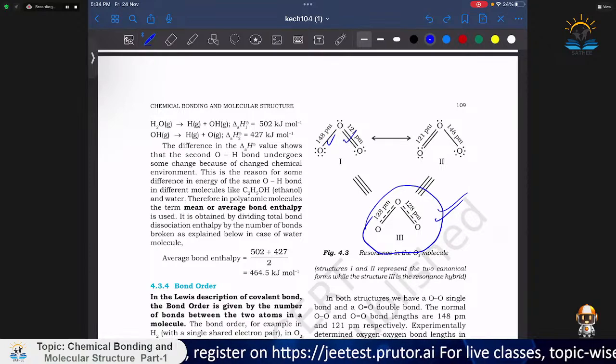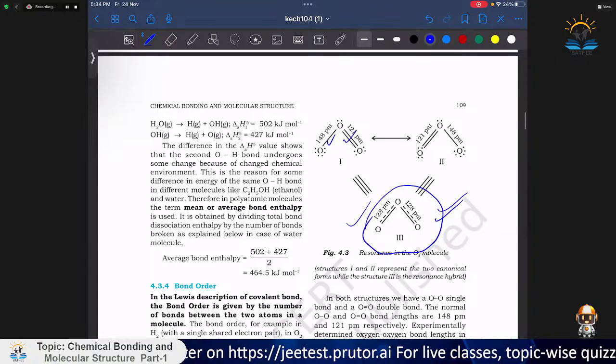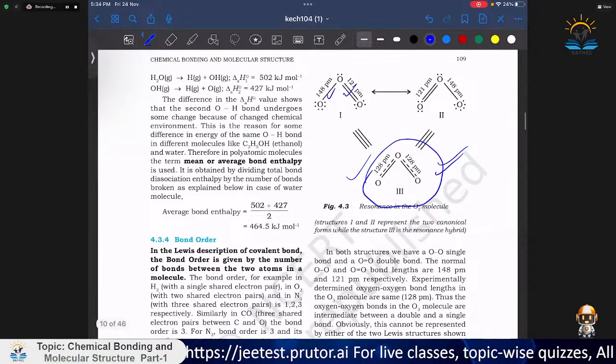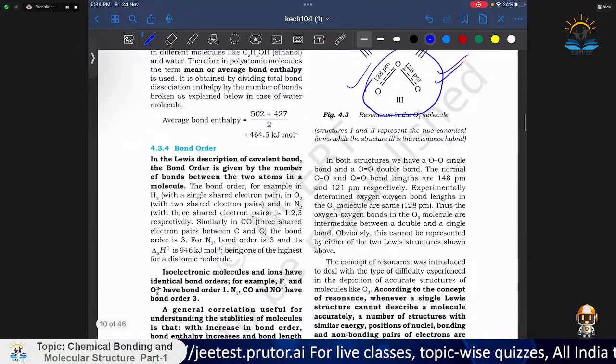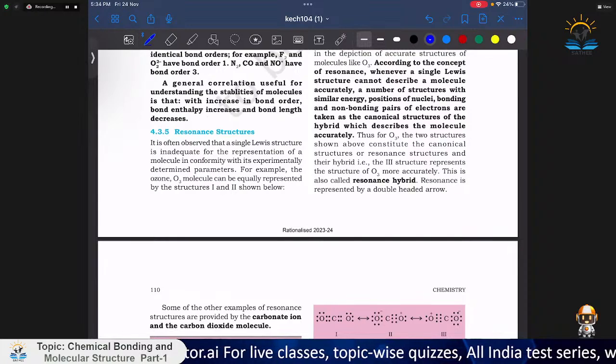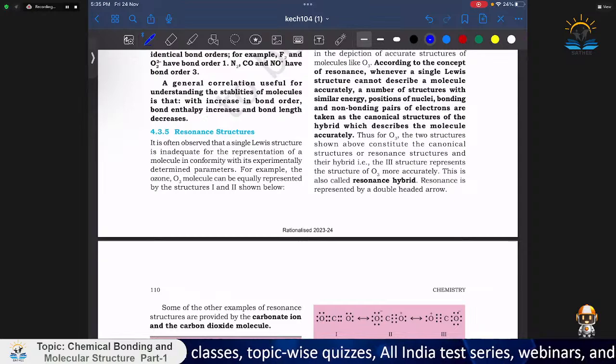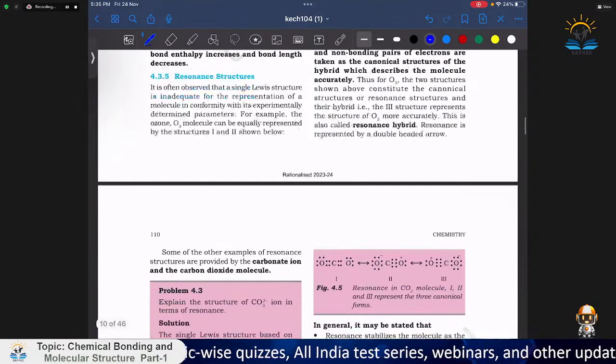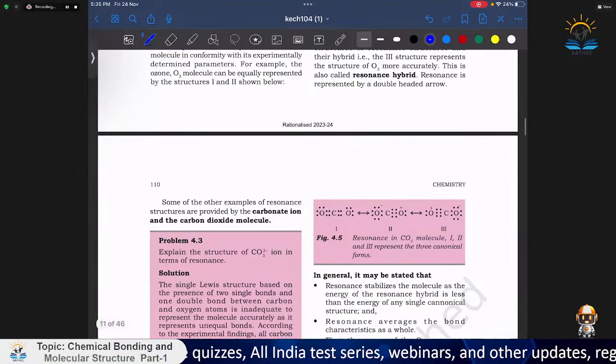That is why the bond length becomes identical. According to the concept of resonance, whenever a single Lewis structure cannot describe a molecule accurately, a number of structures with similar energy, positions of nuclei, and bonding and non-bonding pairs of electrons are taken, which describes the molecule accurately. This is called a resonance hybrid. Other examples of resonance are carbonate ion and carbon dioxide molecule.